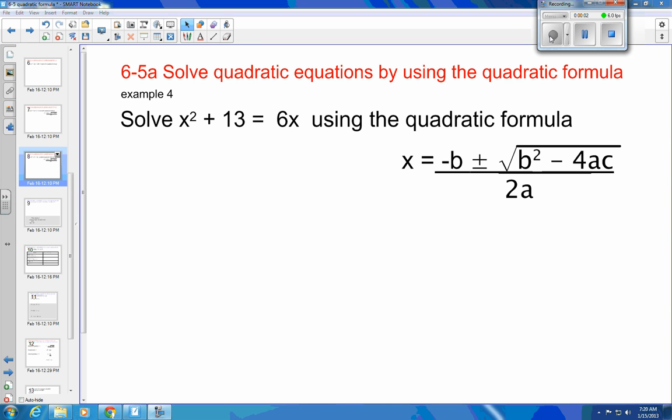Algebra 2, this is Chapter 6, Section 5. This is the second example of 3 that I'm going to do for this section. It's actually example 4 out of the book. And again, we're using the quadratic formula to solve our quadratic here and find out what the possible roots are.